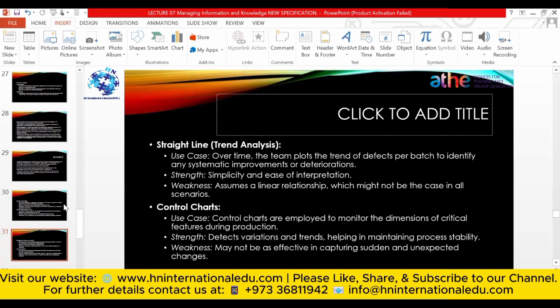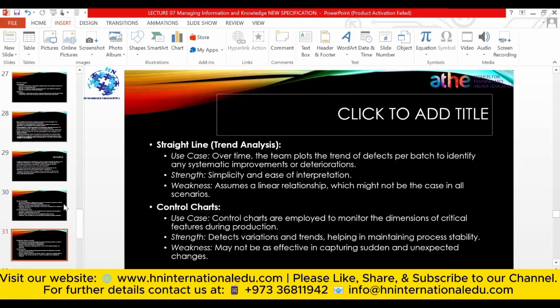Trend line or trend analysis, both. Over time, the team plots the trend of defects per batch to identify any systematic improvements or deteriorations. This is what I wanted to say, the defects in the batches. Strength: simplicity and ease of interpretation. That is, everything is going to be smooth because in the straight line trend, we are assuming historical data. However, it assumes a linear relationship, which might not be the case in all scenarios.